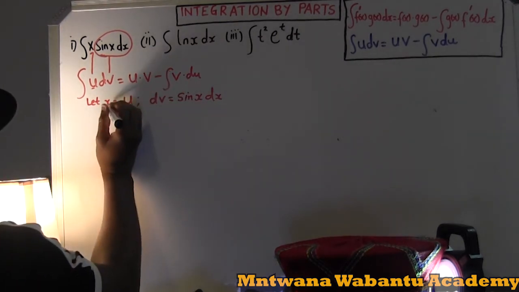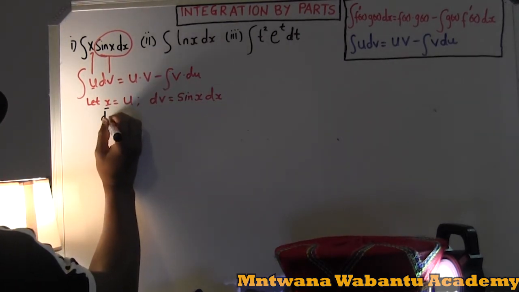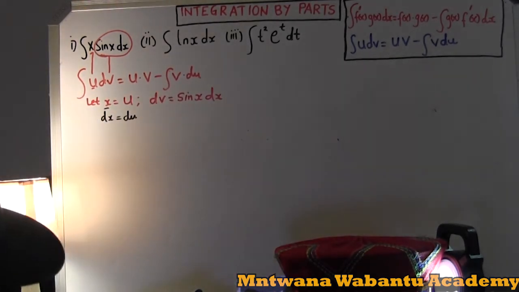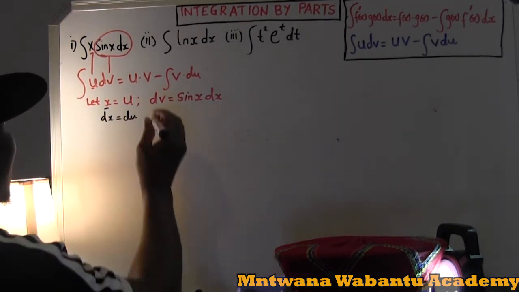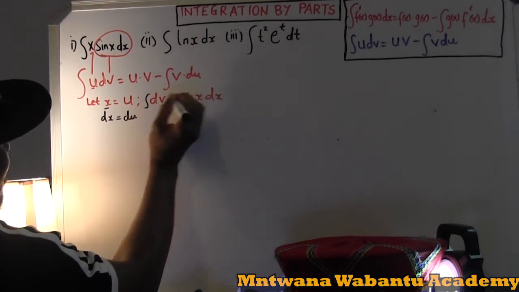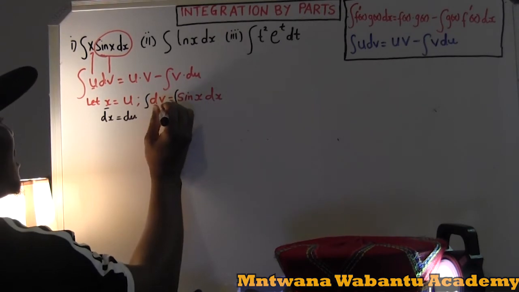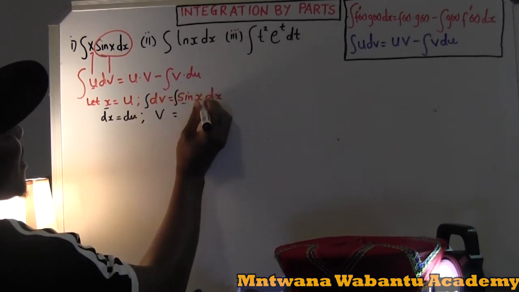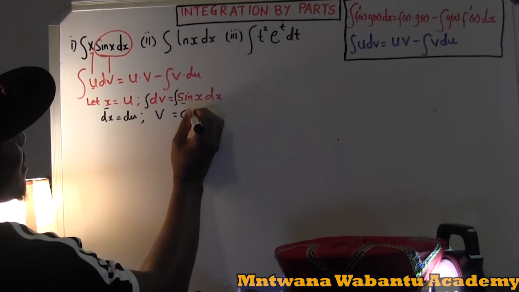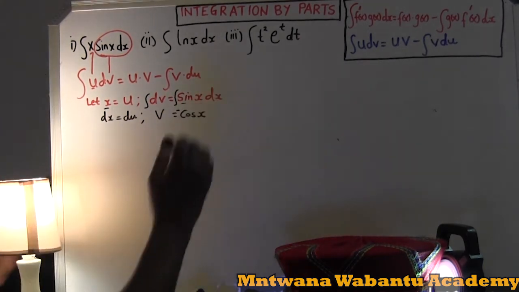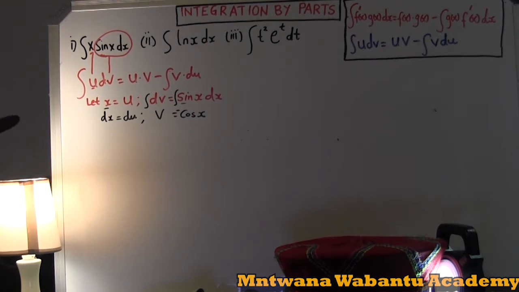So you have to differentiate this. When you differentiate u, which is x, you're going to get du equals dx. Now we go for the second one. Here, this one we have to integrate. When you integrate dv, you get v, and when you integrate sine of x, you're going to get negative cos of x. When you integrate sin of x, you get negative cos of x.